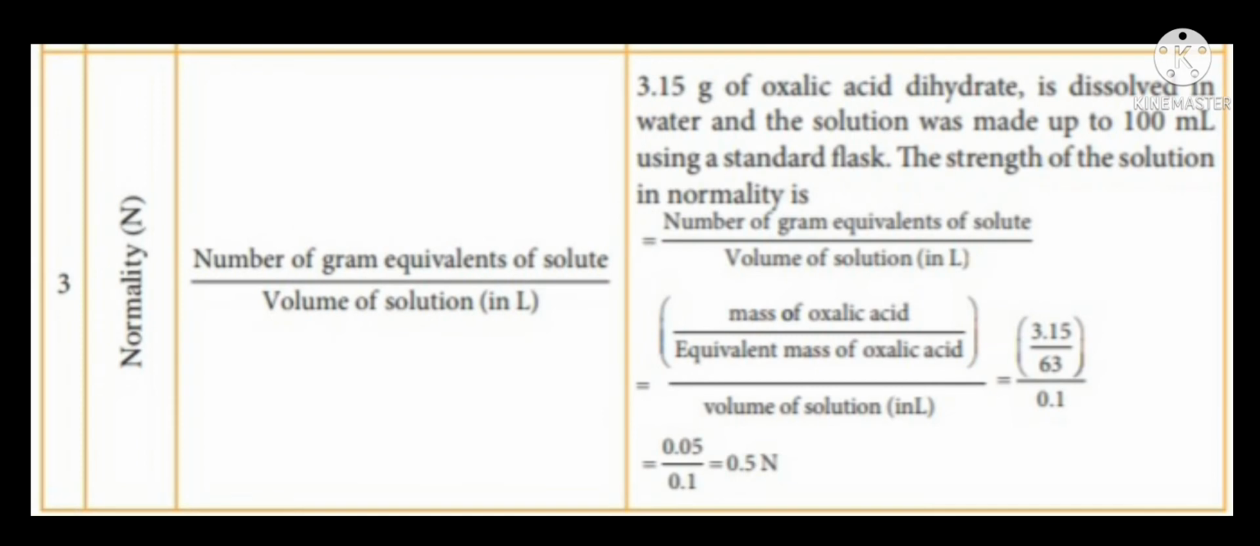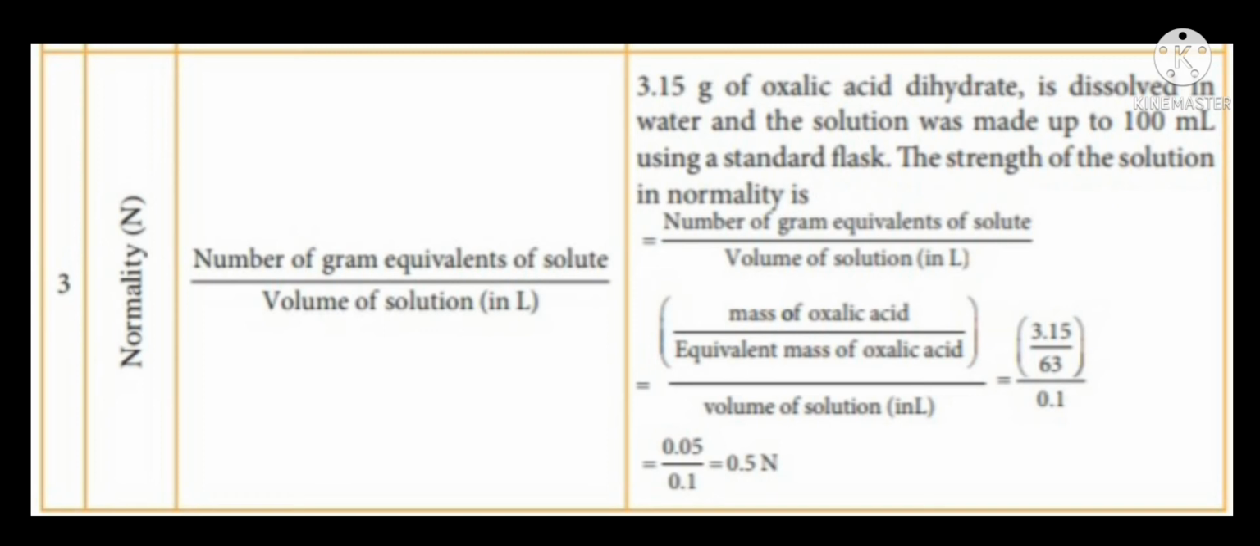Normality is expressed as number of gram equivalents of solute divided by volume of solution in liter. Here, number of gram equivalents of solute is equal to mass of the solute divided by equivalent mass of the solute. It is explained here. 3.15 gram of oxalic acid dihydrate is dissolved in water and the solution was made up to 100 ml using a standard flask. Here the solute is oxalic acid dihydrate.